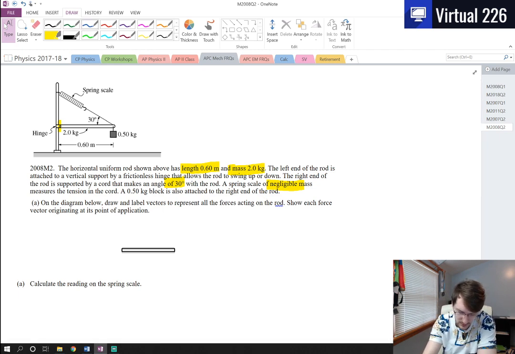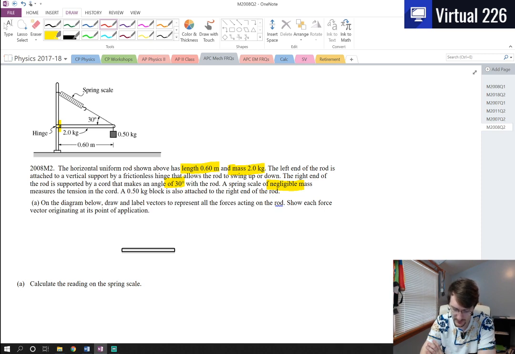On the diagram below, we are just labeling all the vectors to represent all the forces acting on the rod, show each force vector originating at its point of application. So we're drawing a force diagram, not a free body, but a force diagram. When we draw this, we just need to draw the forces. We are not drawing their components.